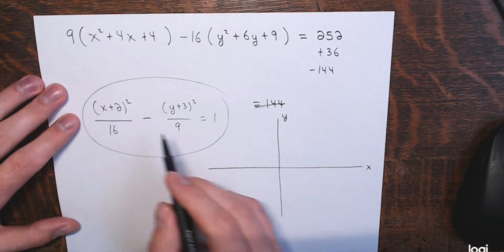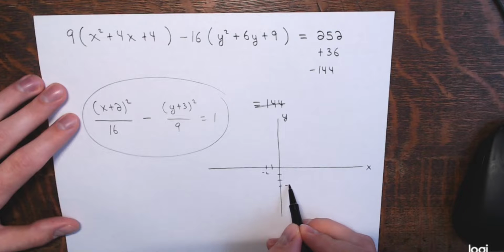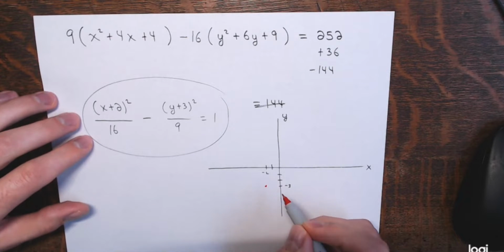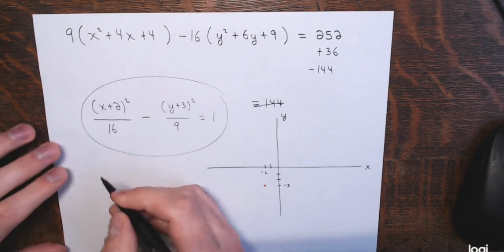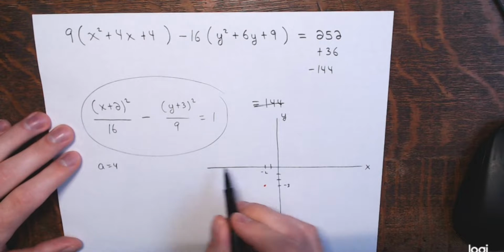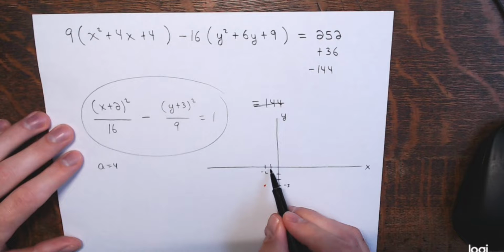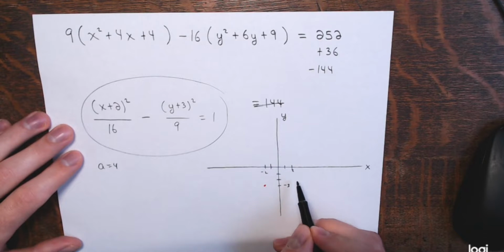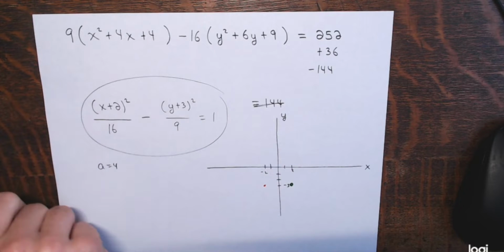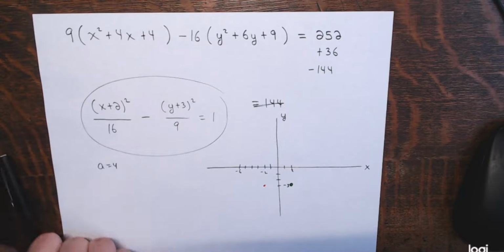Negative 2 for the x value of the center, negative 3 for the y value of the center. So negative 2, negative 3 for the center. Then a would be 4, right? A squared is 16. So I go from the center, right 4, left 4. It's an x squared minus y squared, so the transverse axis would be horizontal. So a vertex would be at 2, negative 3. And then I go left 4 from the center, and you'd have another vertex at negative 6, negative 3.